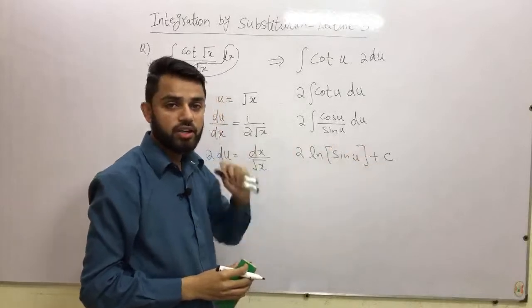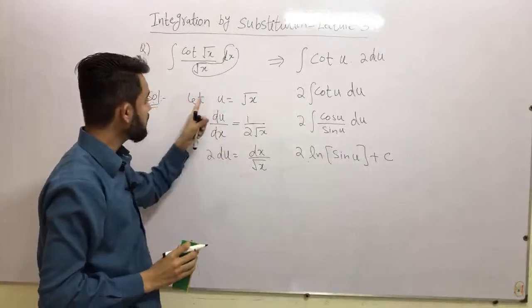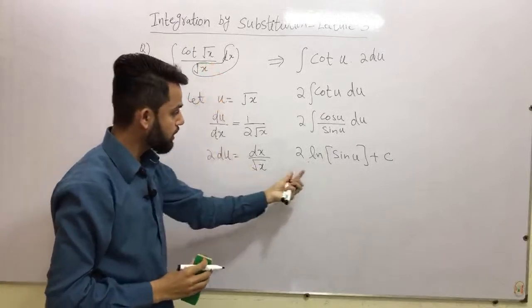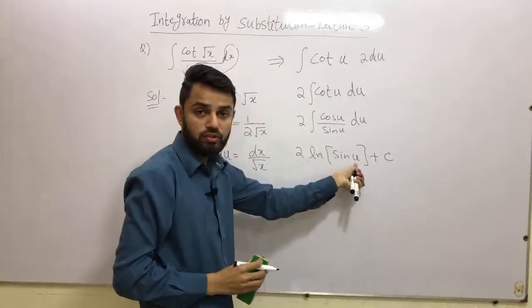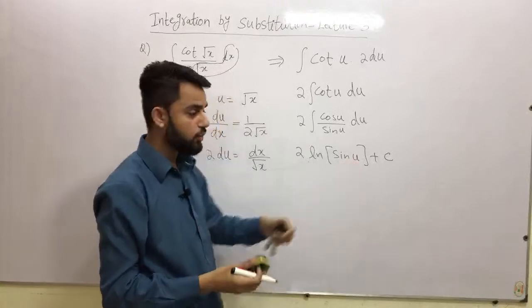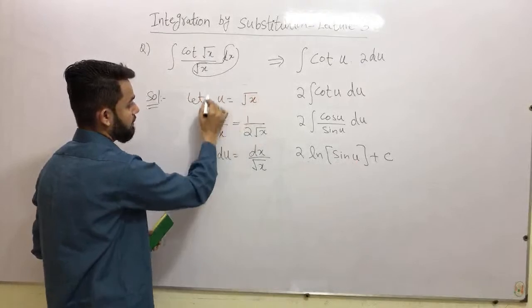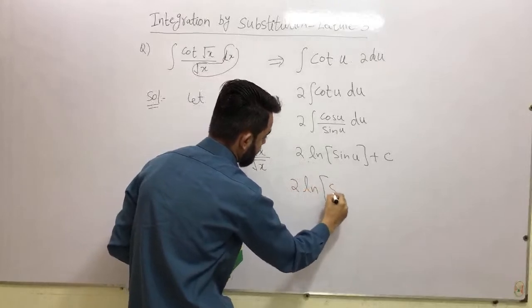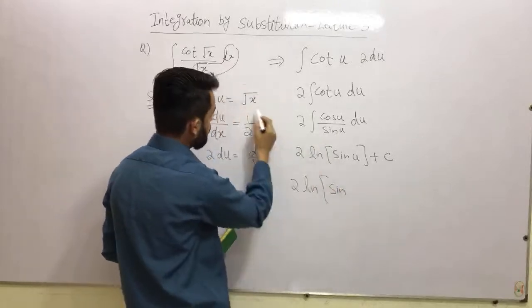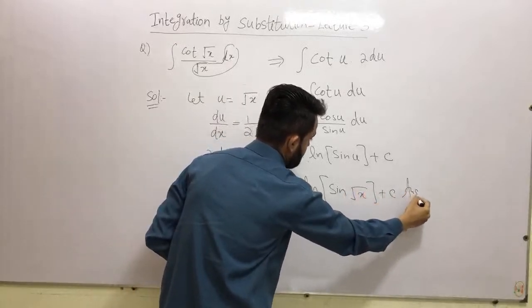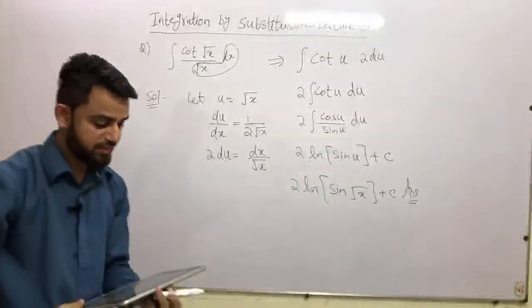Okay, you have to make sure that initially your question was in the x variable, right? You are taking the integration with respect to x. Now you are ending up over here with u. So you can lose 0.5 or 1 marks just because of that. So whatever substitution or assumption you made initially, you are going to plug back in. So 2 into ln of sin, this u will be basically square root of x, plus c. So that's your answer.